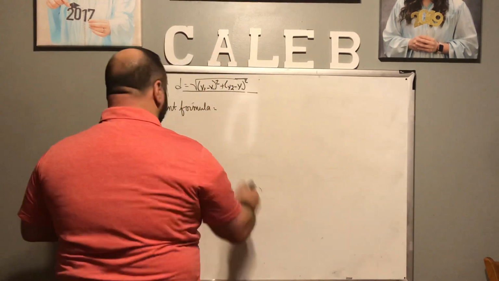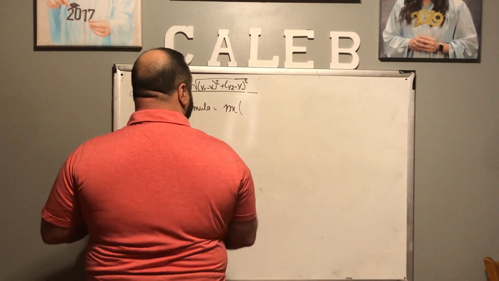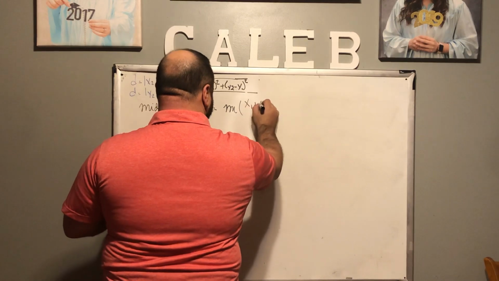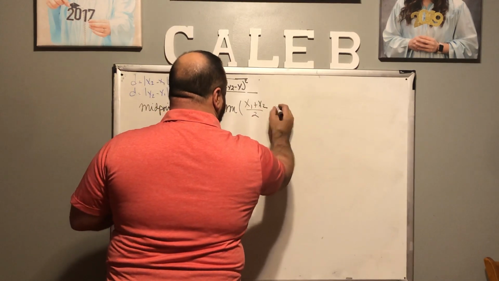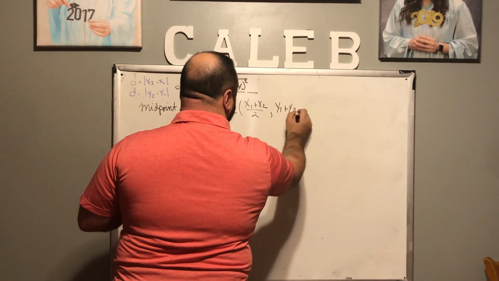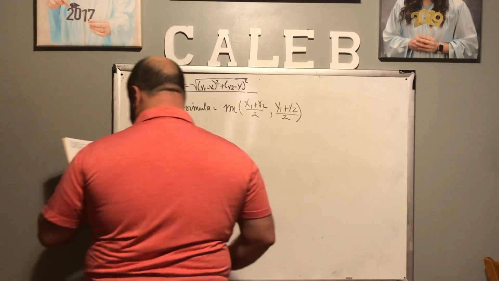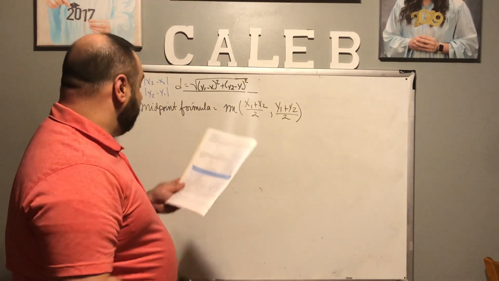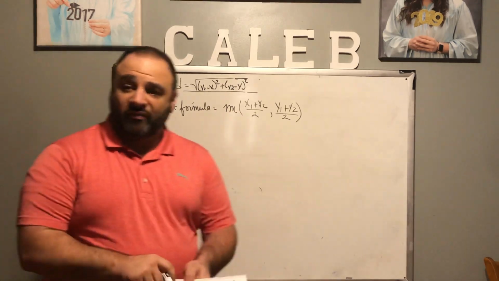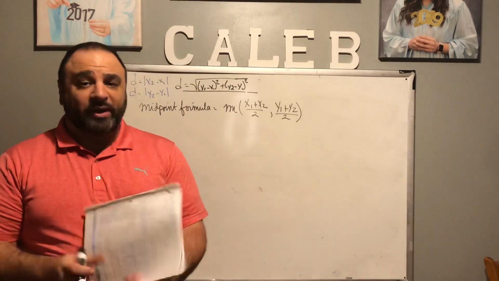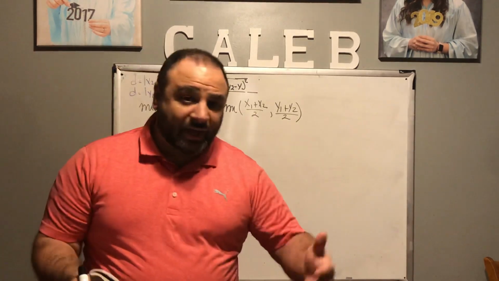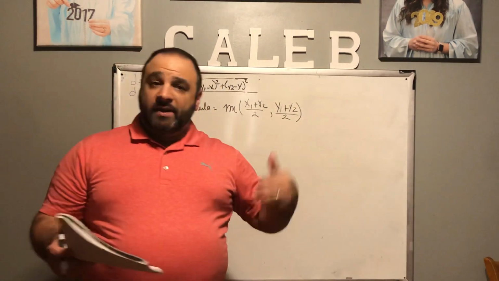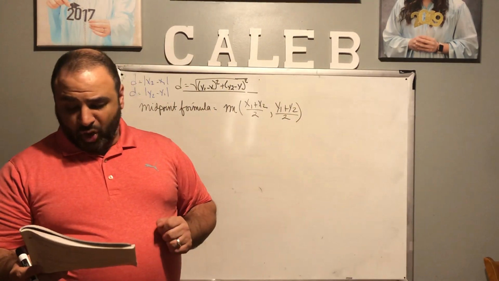So our midpoint formula is going to be m equals x1 plus x2 over 2 and y1 plus y2 over 2. Okay? And that would be our midpoint formula. So if we're going to find the midpoint of any line between two coordinates, this is the formula that we're going to use, okay?